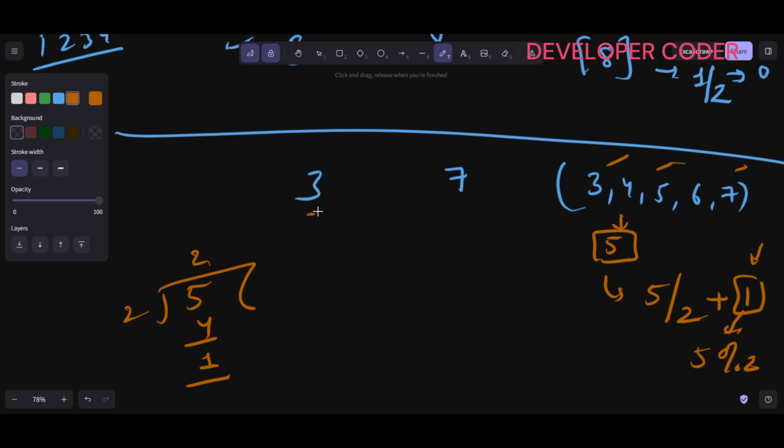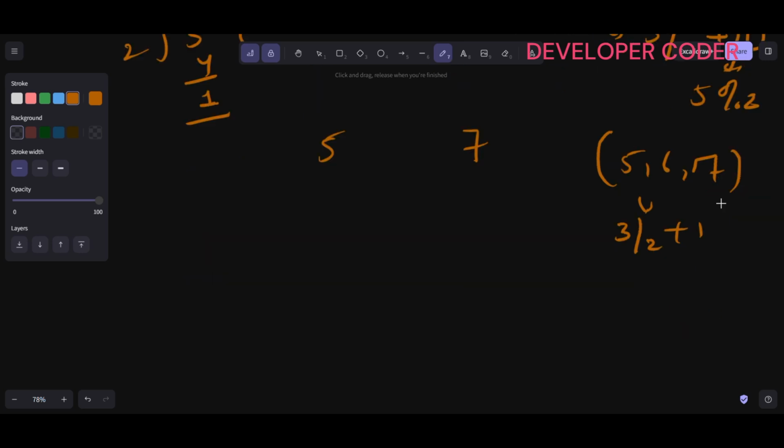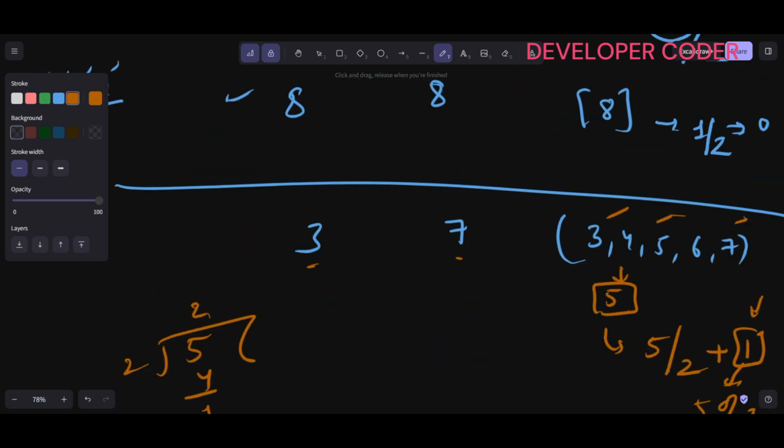If this is the scenario, when both are odd, you can always add 1 here. I can prove it with some other example as well. Let's say 5 and 7. Both are odd, so 5 6 7. In this case total 3 numbers, 3 divided by 2 plus 1. 3 divided by 2 is nothing but 1, 1 plus 1 is nothing but 2. So that's it. When both are odd, we need to divide it by 2, then add 1.